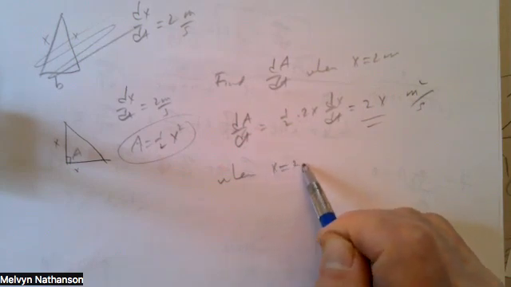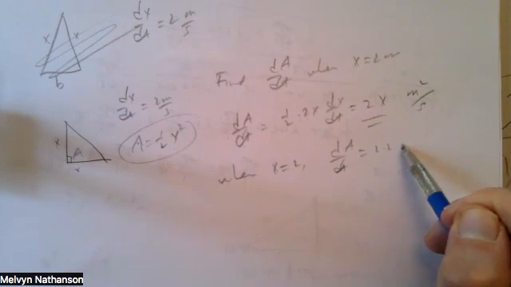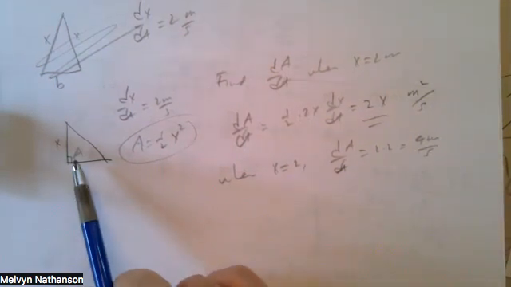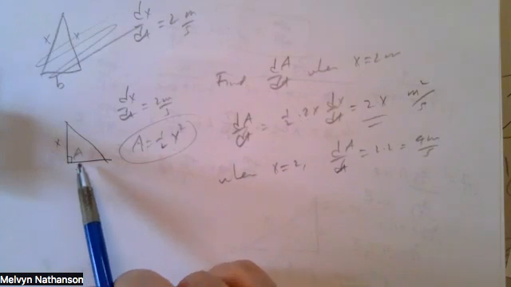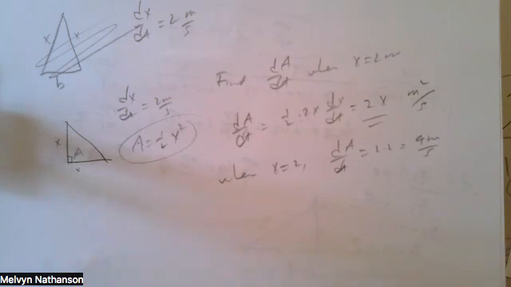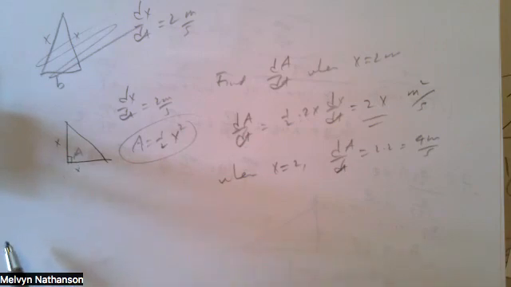So when x equals 2, dA/dt is 2 times 2, or 4 square meters per second. So if you have an isosceles right triangle, the legs are increasing at a rate of 2 meters a second. When each leg is 2 meters long, the area is increasing at 4 square meters per second.